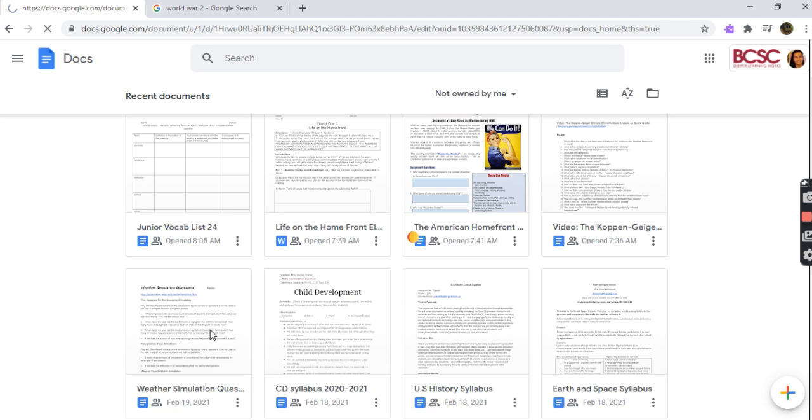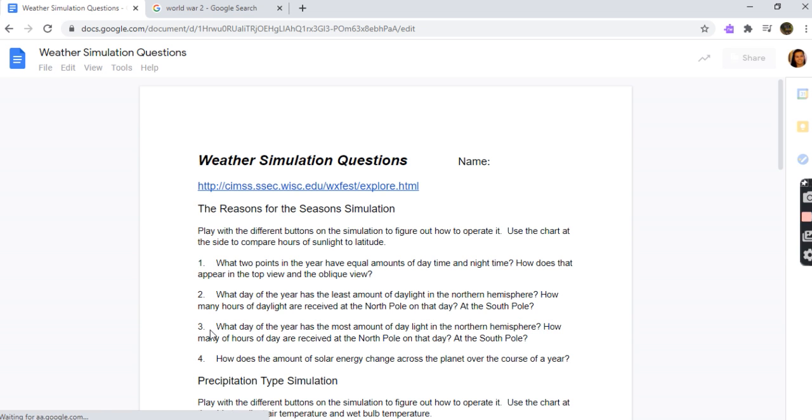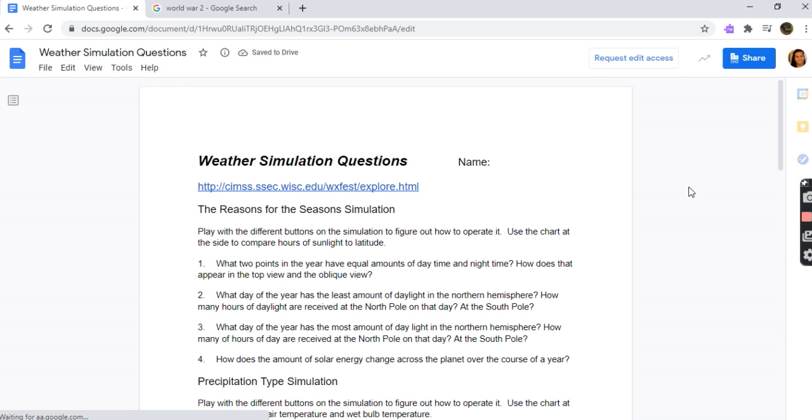Weather simulation questions. Alright, so if you click this link right here, this will automatically tell you what it wants you to do. The season simulation: play with the different buttons on the simulation to figure out how to operate it.